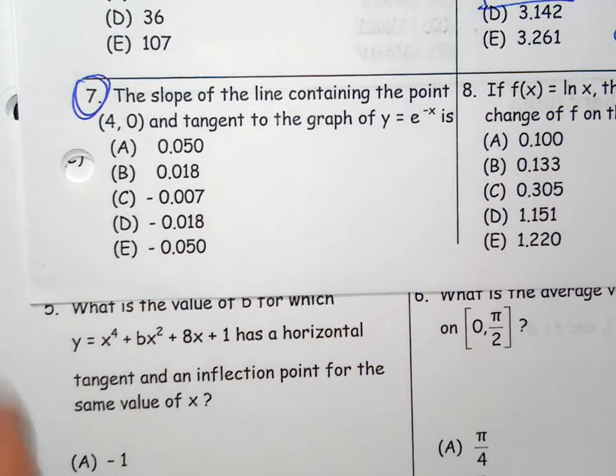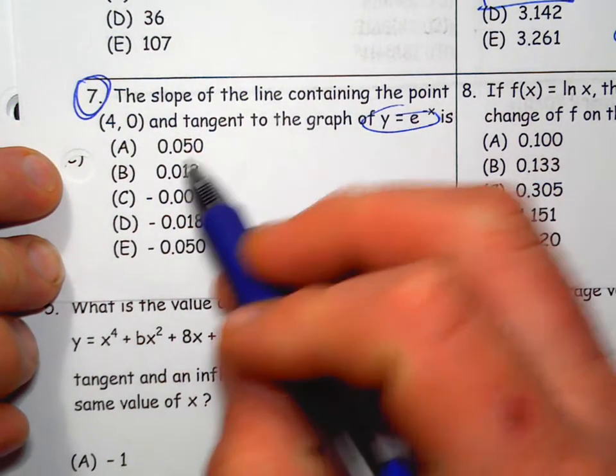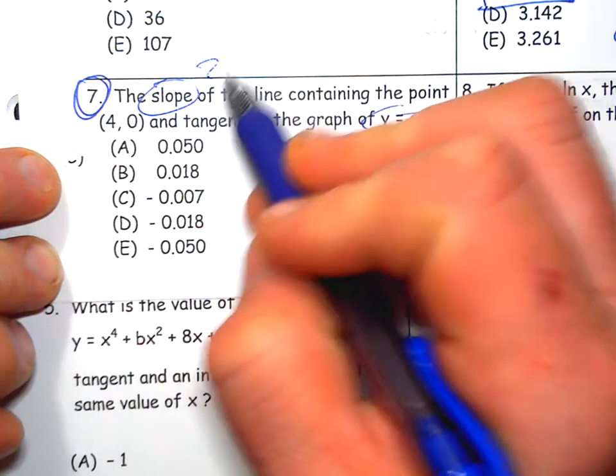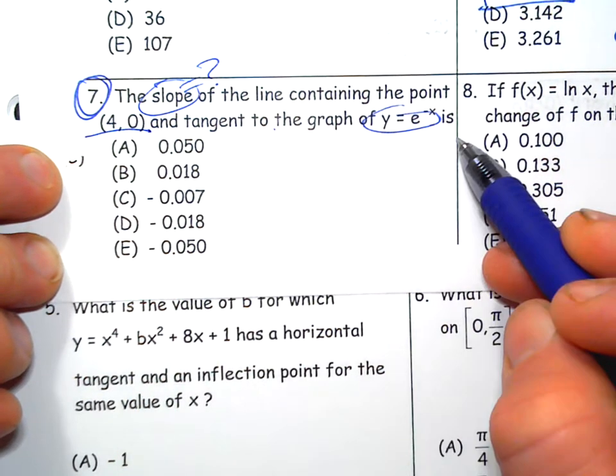Number 7, the slope of the line containing the point (4, 0) and tangent to this graph is what? The slope of the line. So we're trying to find the slope of a line connecting this point to the tangent of the graph.